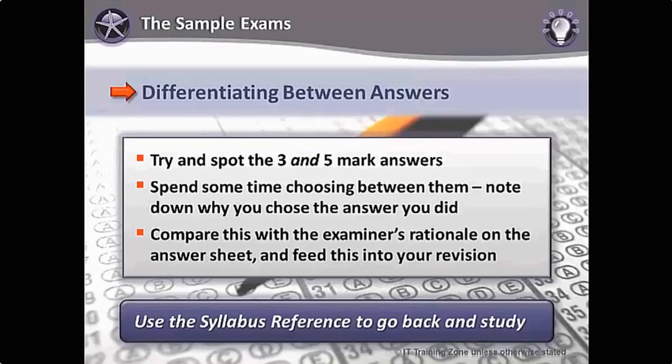Differentiating between the answers will also be a challenge. Try and spot the answers you think are worth 3 and 5 marks. Spend some time choosing between them and justify why you select the answer you do. You will then be able to compare this with the examiner's rationale, again highlighting any areas to revise. Each question is related to a syllabus section, so it's easy to see what you need to go back and study.